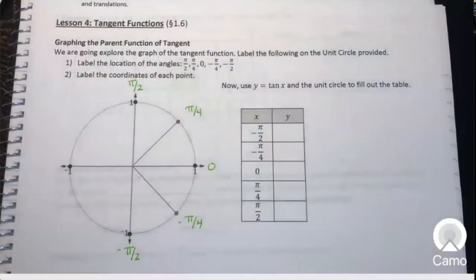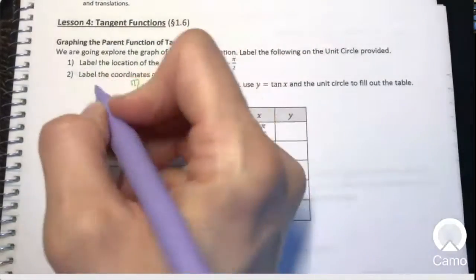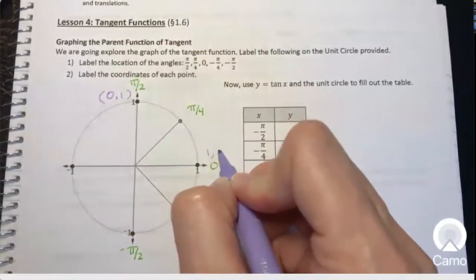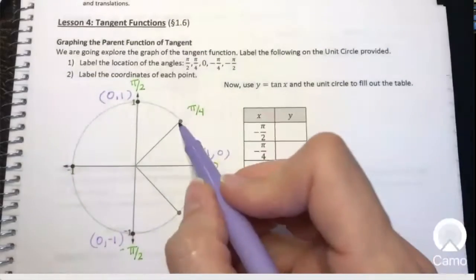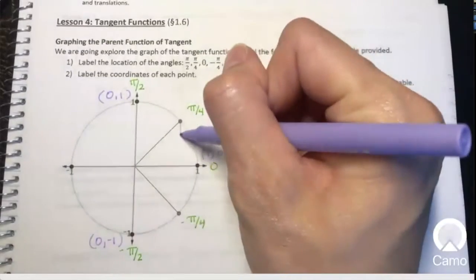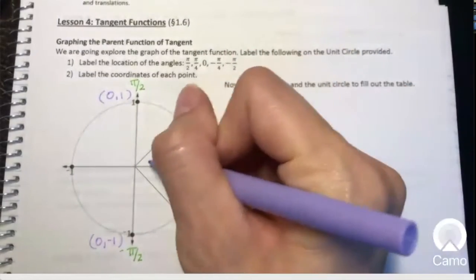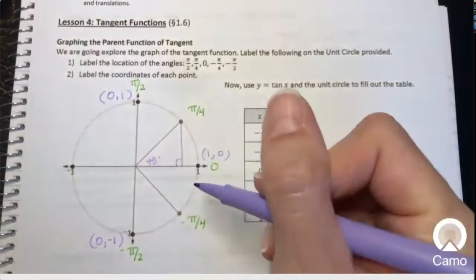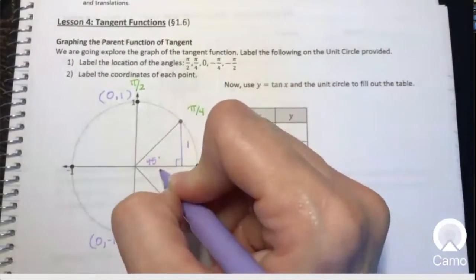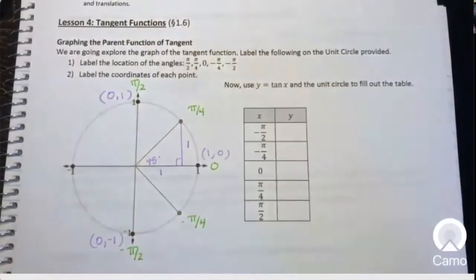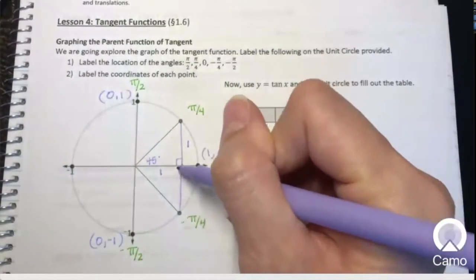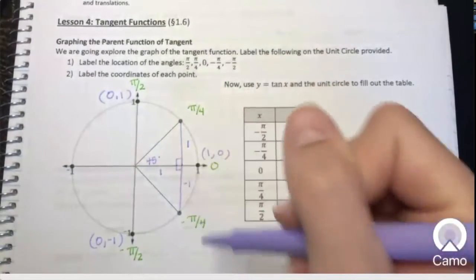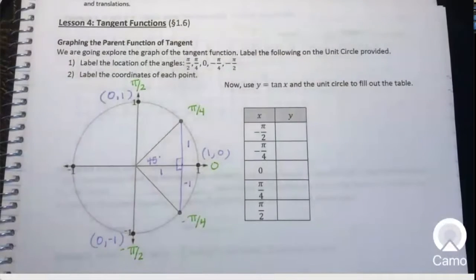If I go ahead and label the ordered pairs at each of those points, I know this is 0, 1. This is 1, 0. 0, negative 1. And then I know for my pi over 4, I can create two 45-45-90 reference triangles. So I can go ahead and just use my side lengths like I did before when finding the tangent values for these angles. So let's go ahead and explore our chart.